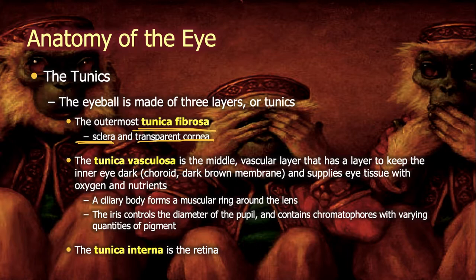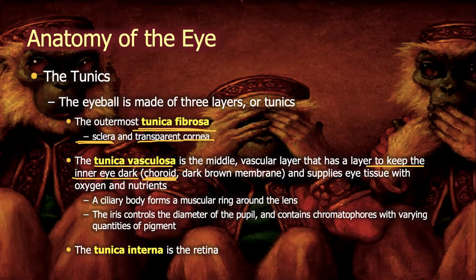Okay, the second tunic is the tunica vasculosa. So it's a vascular layer. There's going to be blood vessels there. Okay, it has a layer to keep the inside of the eye dark, and that dark layer is called the choroid. It's a dark brown membrane, so that when light comes into the eye, it doesn't just bounce around. Okay, it goes to the retina, it gets absorbed, and then that dark layer absorbs the rest of the light. Okay, it doesn't just bounce around on the inside.